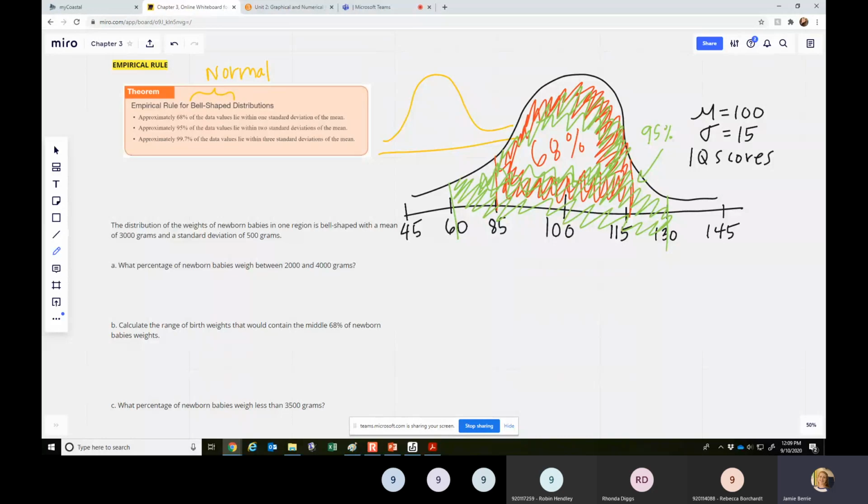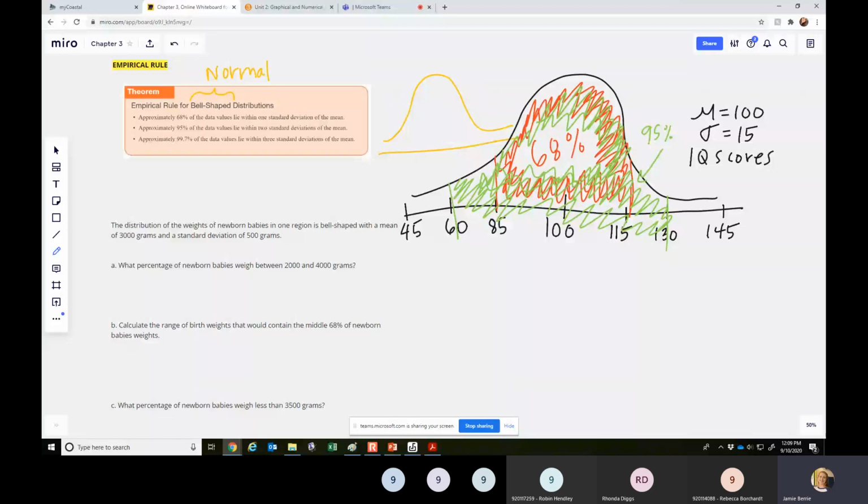And then the last part of the empirical rule says that approximately 99.7% of the class would have an IQ between 45 and 145. So that leaves just a tiny, tiny percentage that is not covered between 45 and 145. Hopefully that makes sense as to what the empirical rule can do for us. It can allow us to figure out what percentage of our data values lie between certain values.